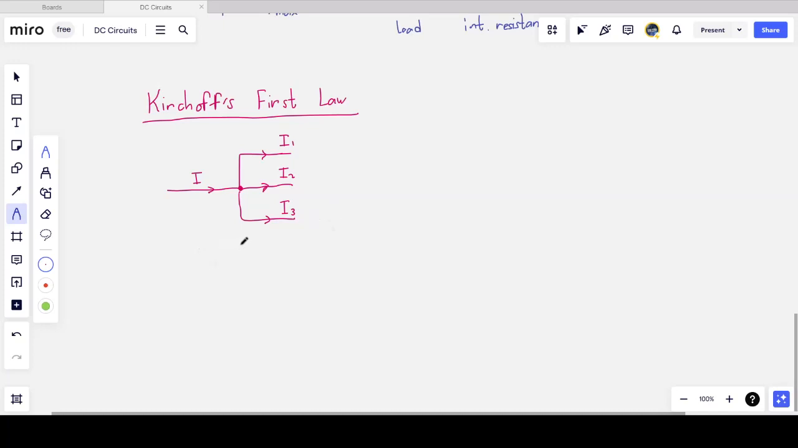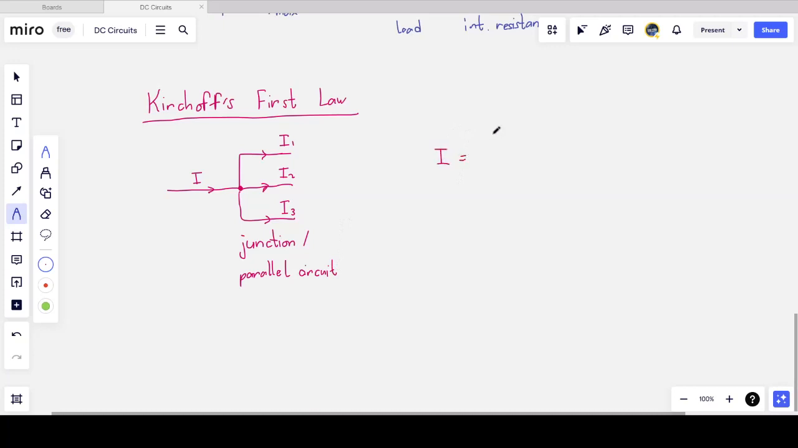And this we call a junction, meaning a point where it can break apart. And this defines what a parallel circuit is. A parallel circuit is any in which the current can split into multiple paths and pass through multiple devices.